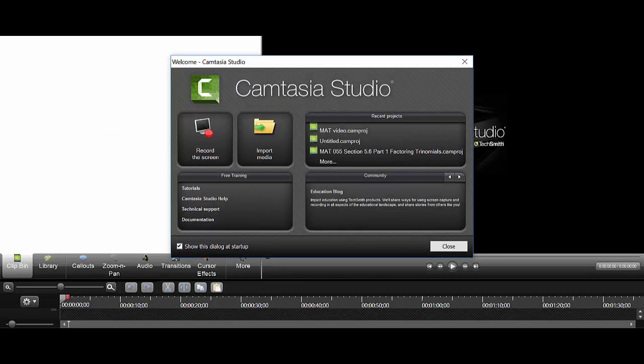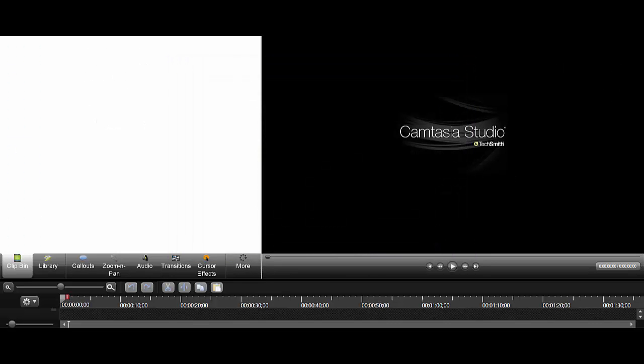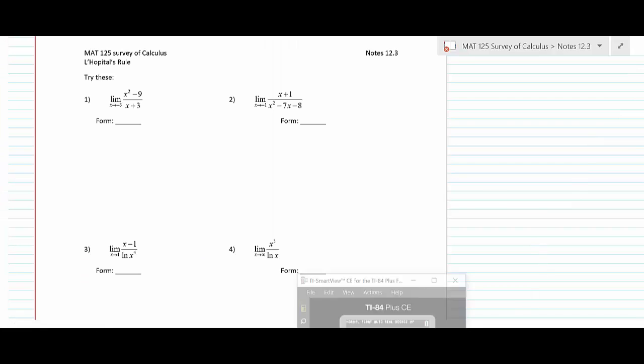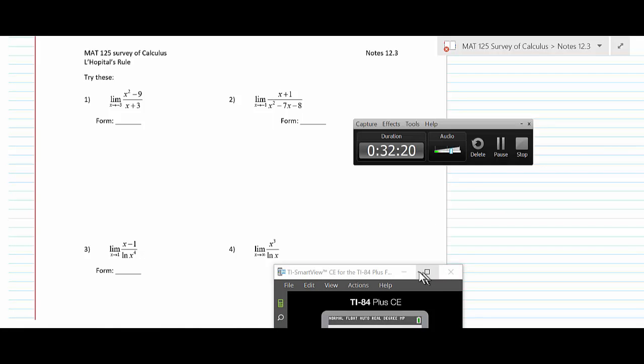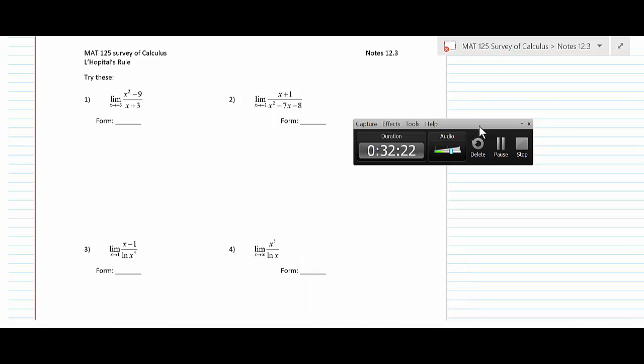And don't be lazy about the form, because you have to make sure that you have the right form before you start going to L'Hopital.